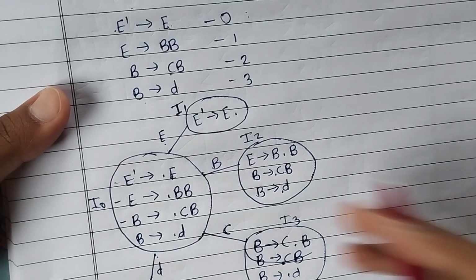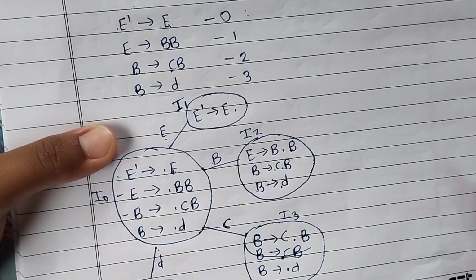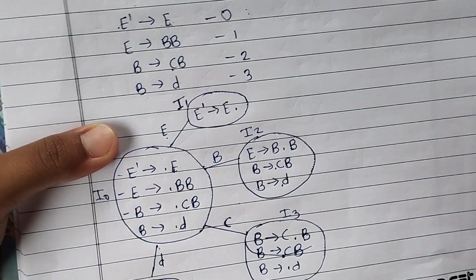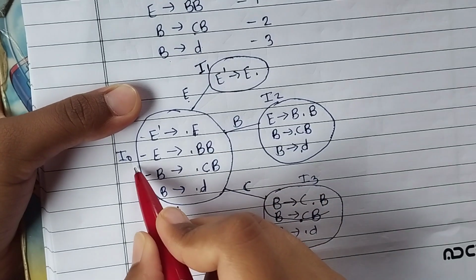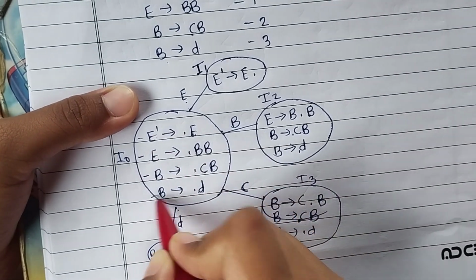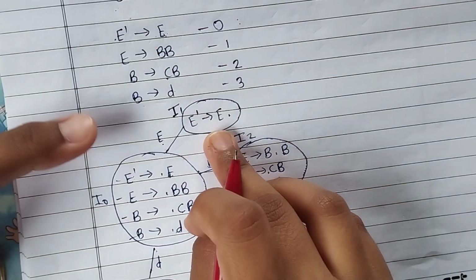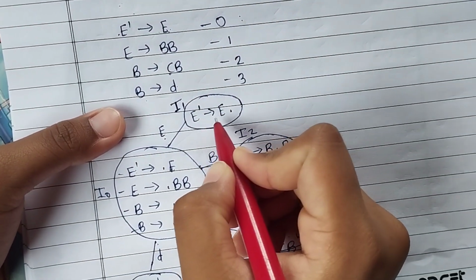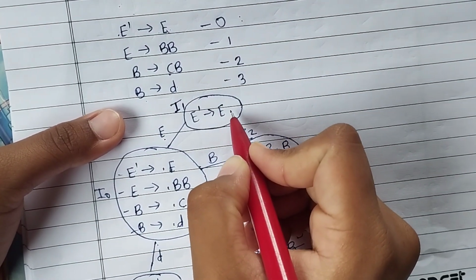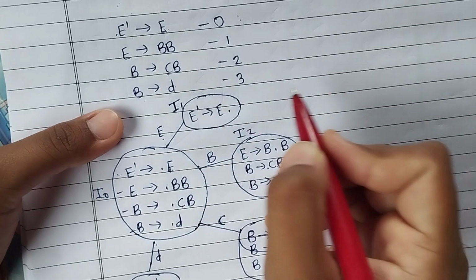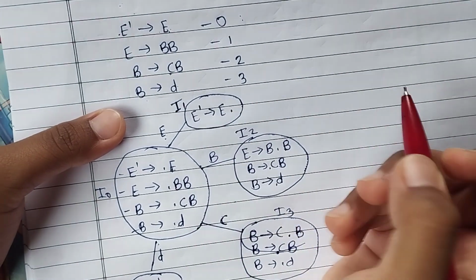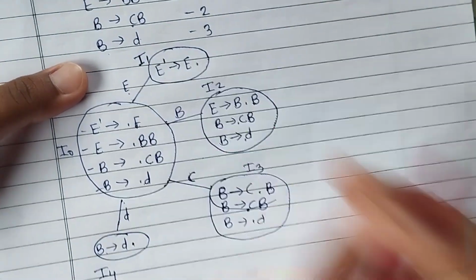Now again we start with I1, I2, I3 and I4, because from this I0 state we visit all the grammar one by one. These are all completed. Now we come to the I1 condition. I1 is also completed because we reach the end of the grammar, so we do not explore this further. Now the I2 term.